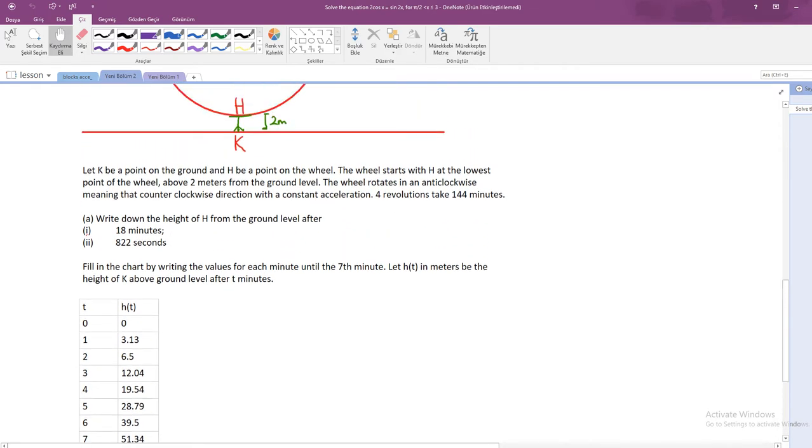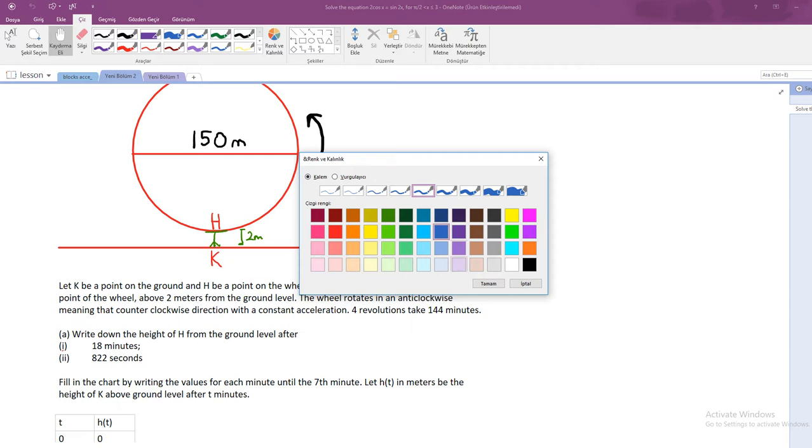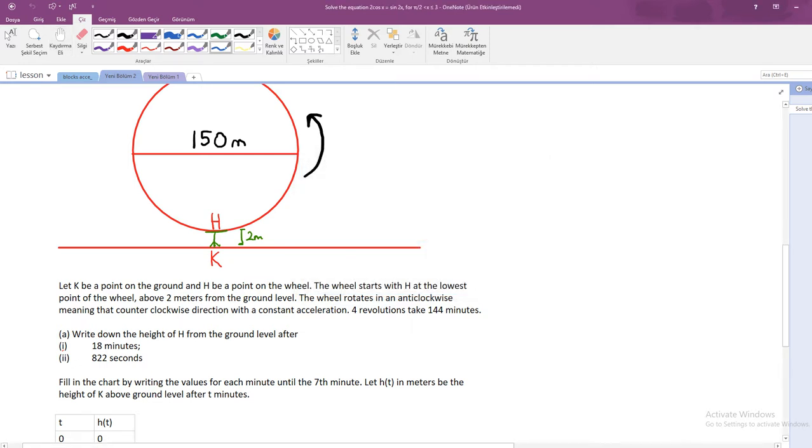So let's start by first defining its velocity. Let's select the color. So let's look at the information in detail. The most important one: 4 revolutions take 144 minutes. So 4 revolutions equals 144 minutes, right? And 1 revolution therefore takes 36 minutes, sorry.